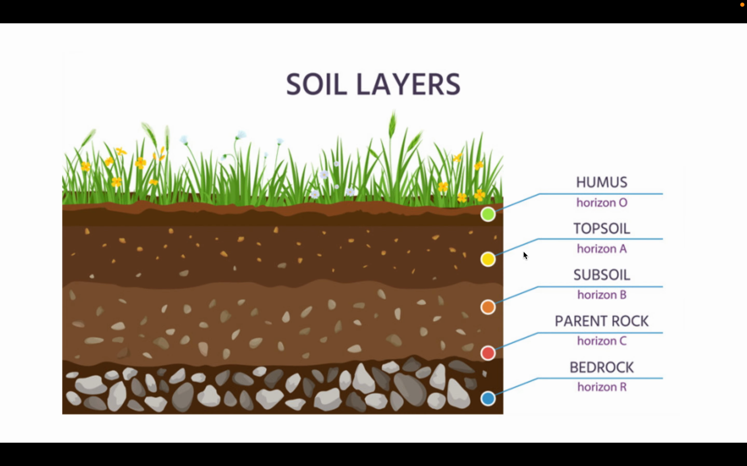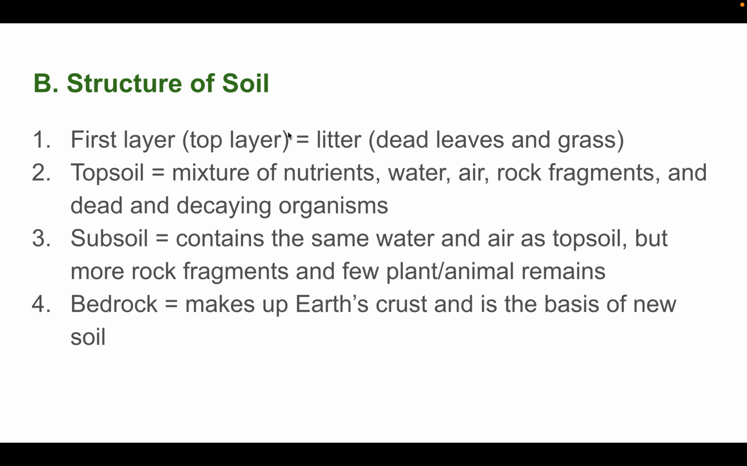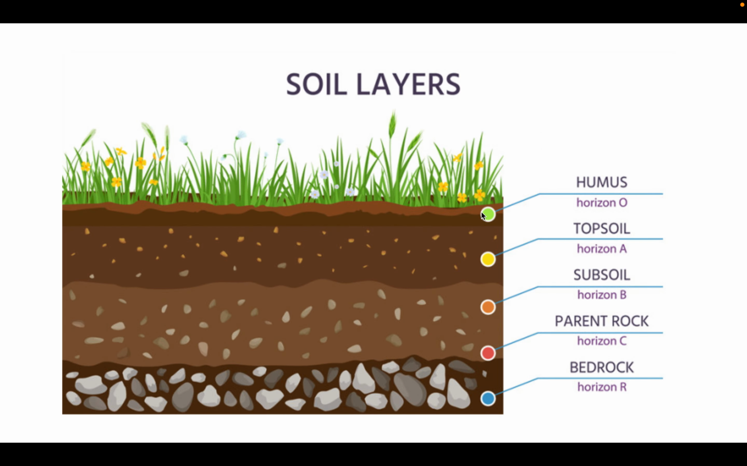So here is an example of the horizon, showing the different layers in soil. The top layer would be the decayed litter, the dead leaves and grass, or you can call it humus. And then we have our topsoil, horizon A. Here's our subsoil. But you can see that it gets rockier, and then eventually you hit bedrock.